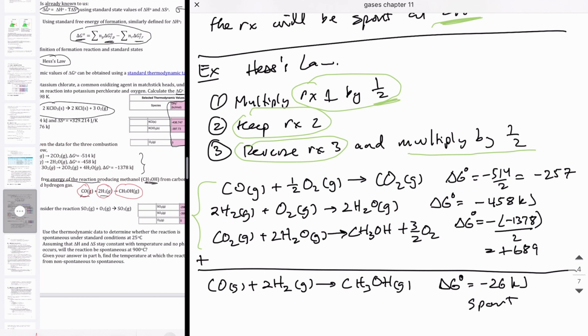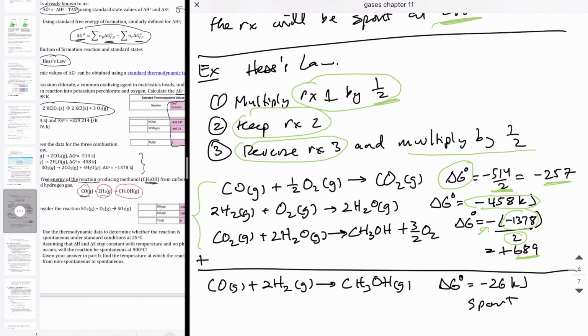Now, you remember that if you multiply something by a half, that means you're going to multiply that delta G value by a half as well, which gives negative 257 kilojoules. I'm not writing the unit here just because of space constraints. Reaction 2 was unchanged, so the delta G is the same, which is negative 458 kilojoules. And then the last one, I reversed the reaction, which means now the delta G is the negative of whatever the original value is. The original value is negative 1378, so it's the negative of that number. And then since I multiplied it by a half, I divide it by 2 as well, which gives me a total of positive 689 for that reaction.